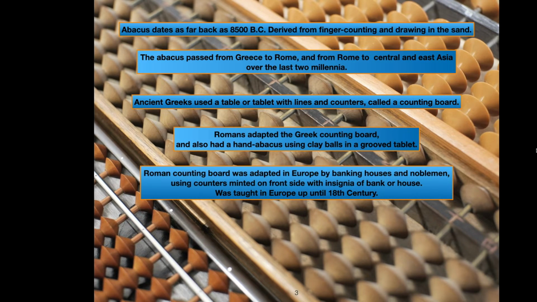And the Roman counting board version that they got from Greece was adapted in Europe after the fall of the Roman Empire, and it was used in Europe by banking houses, noblemen, tax collectors, etc. And they typically used counters that were minted on the front side with an insignia of the bank or the house or the nobleman or the king. And typically the back side of these counters was not minted with an insignia. And then the counting board in Europe was used up until the 18th century. It was actually taught in schools up until the 18th century, so fairly recently.